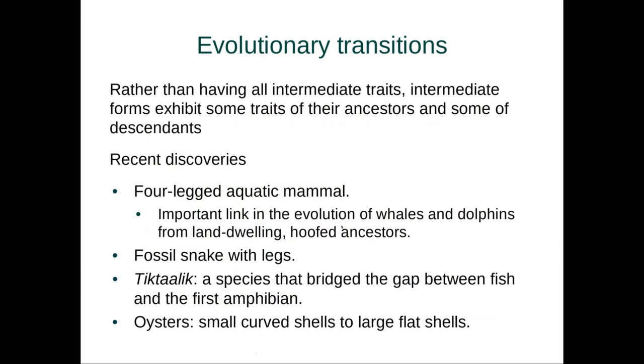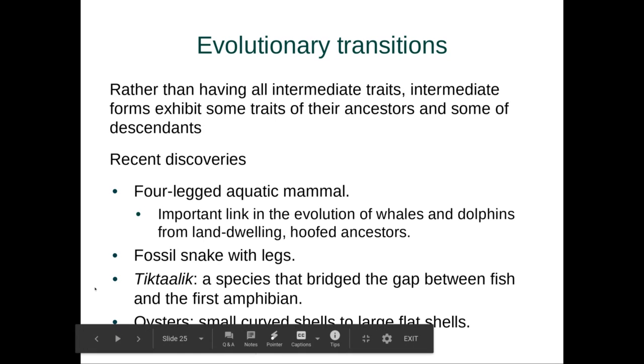Well, we could look at something like a four-legged aquatic mammal, right? So a mammal that lives in water but has legs. That would be the transition between living on land and living in the sea. We could see snakes with legs, right? Snakes we know don't have legs, but you could think of maybe in the past, snakes had legs and they lost them over time.